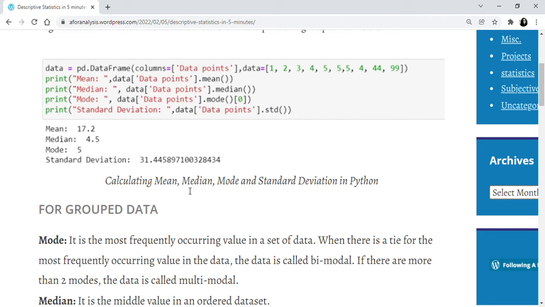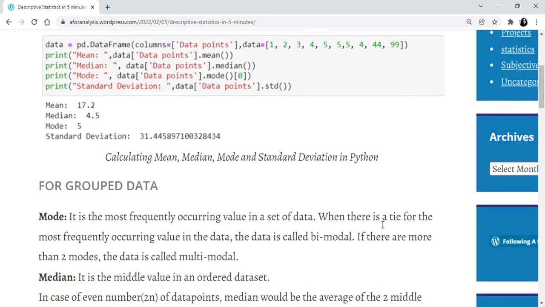And if the number of 5s were 3 and the number of 4s were 3 as well, in this data set the frequency of the number 4 is 2, but if it was 3, in that case we would have had two modes and you would have got 5 and 4 as your modes.